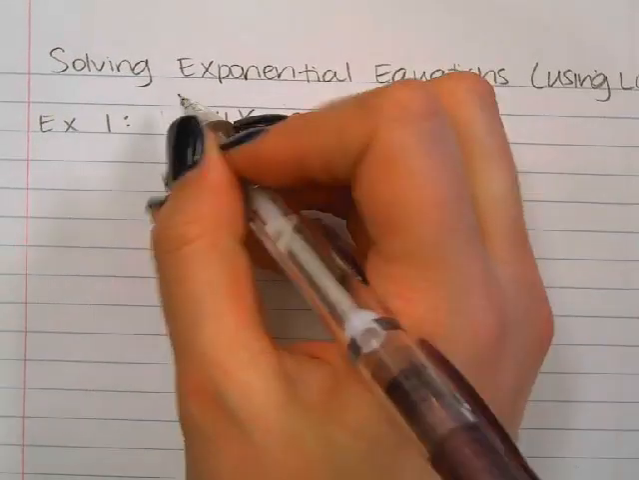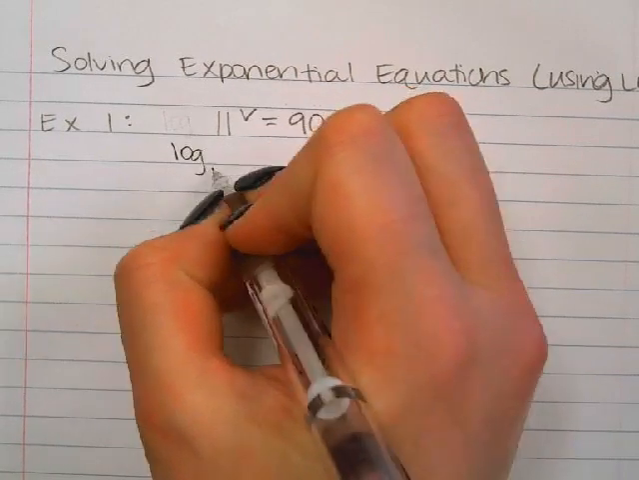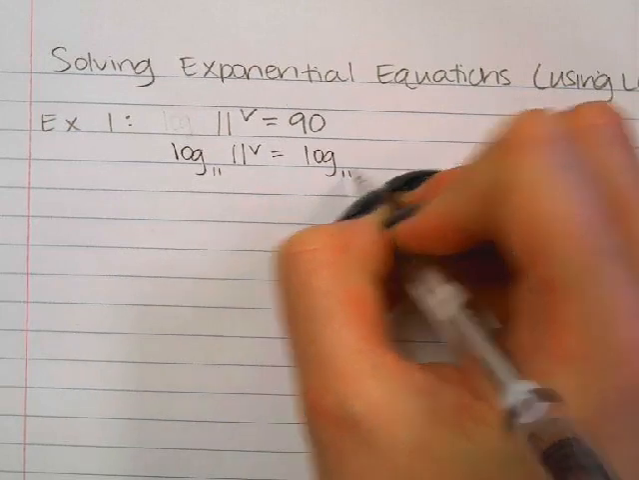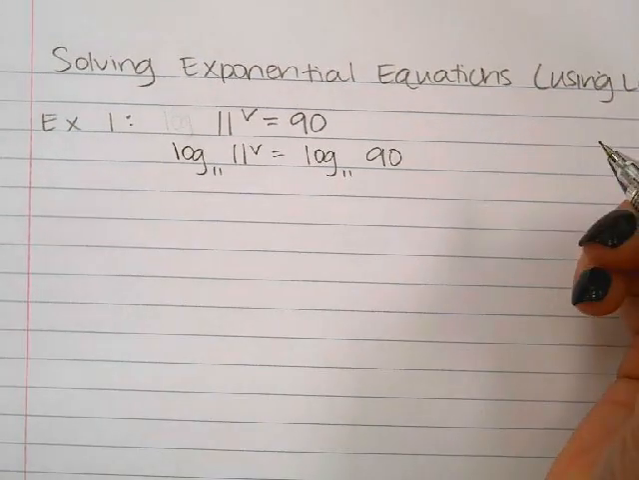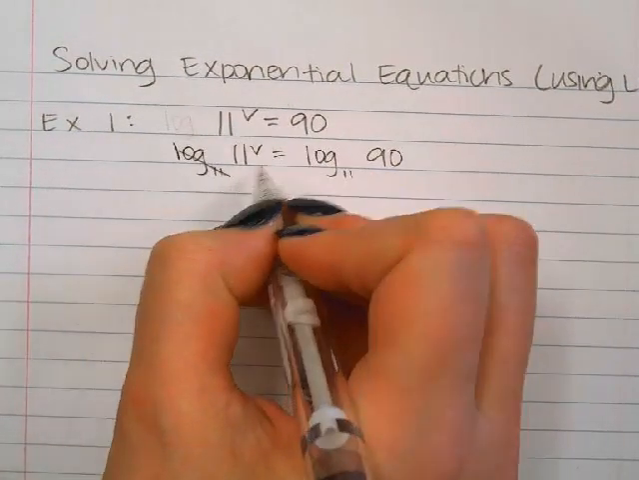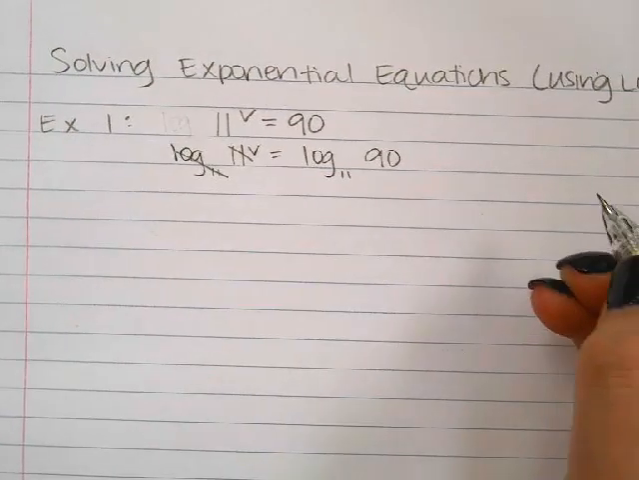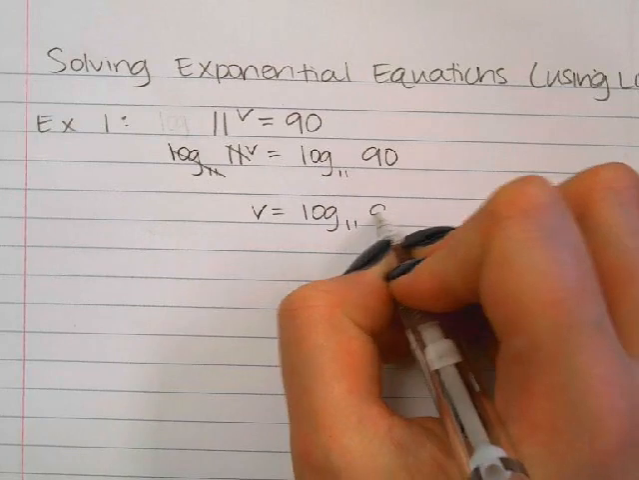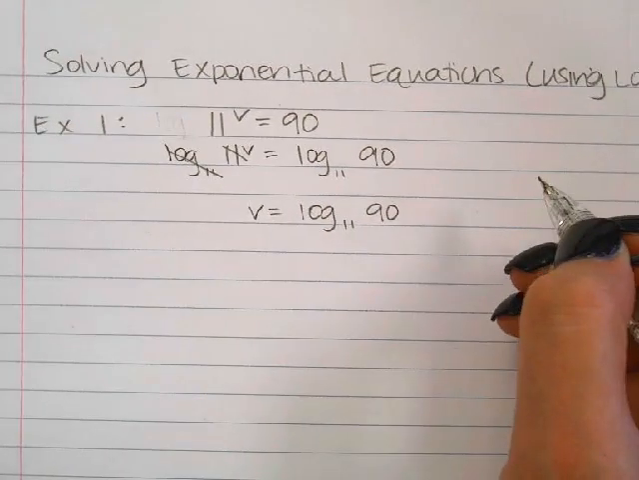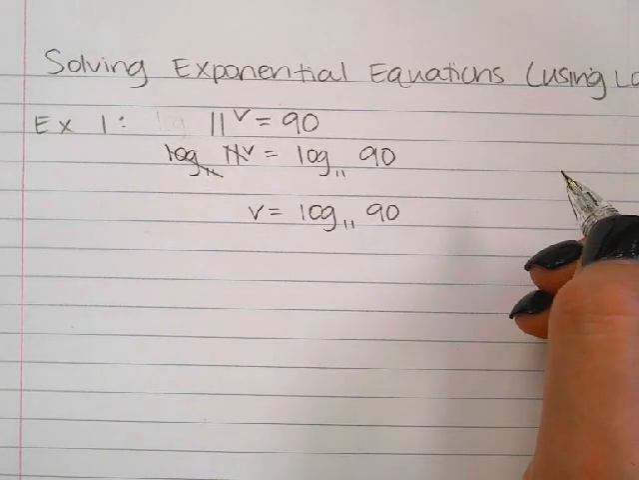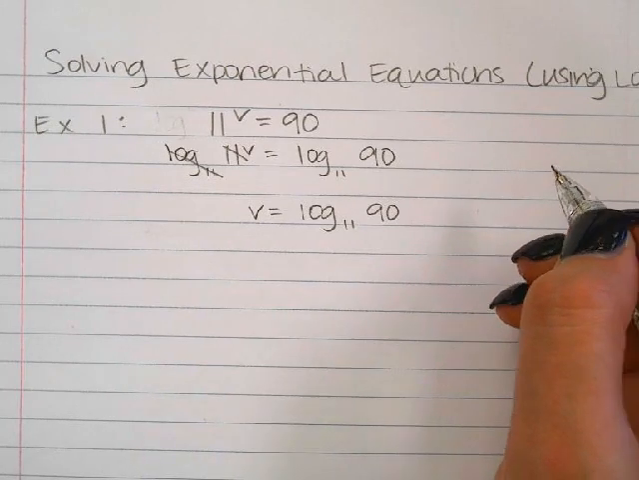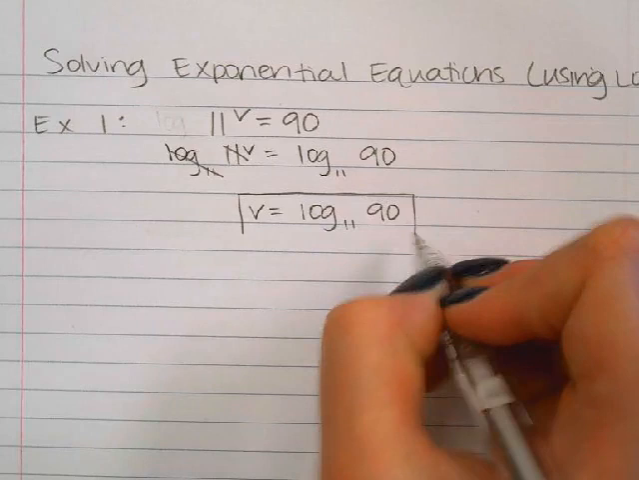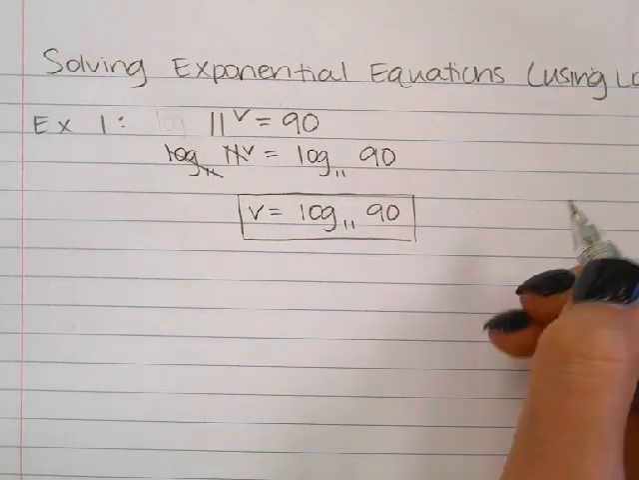So I'm going to say log base 11 of 11 to the v equals log base 11 of 90. And log base 11 and base 11 cancel. And so we get v equals log base 11 of 90. Depending on the problem, they might want an exact answer, and this would be considered the exact answer. Or they might want you to plug it into a calculator and get the approximate answer.